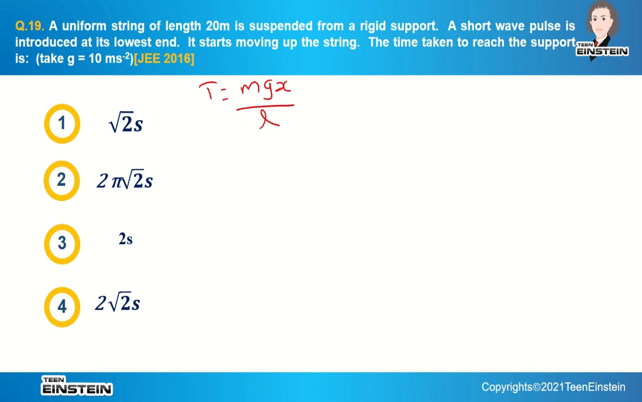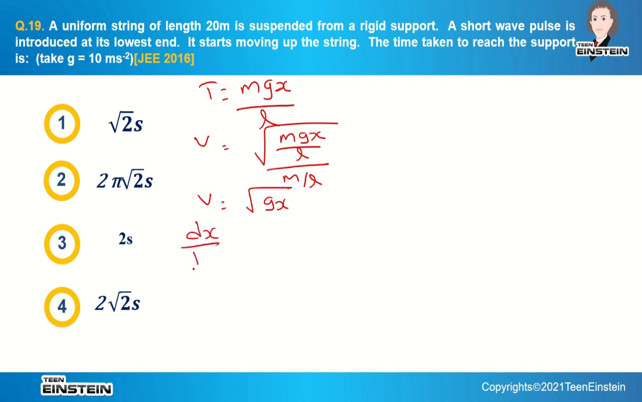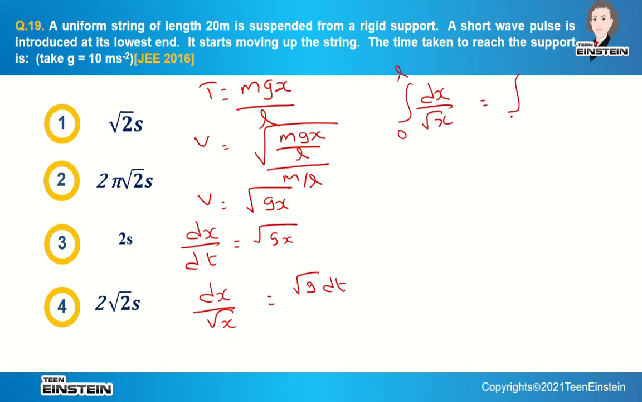So velocity at a point P is given by root of mg x by L divided by m by L. So your velocity will become root of gx. So you know dx by dt is equal to root of gx. So you are taking dx by root x equal to root of g dt. Now we are going to integrate it. So 0 to L dx by root x equal to 0 to t root of g dt.